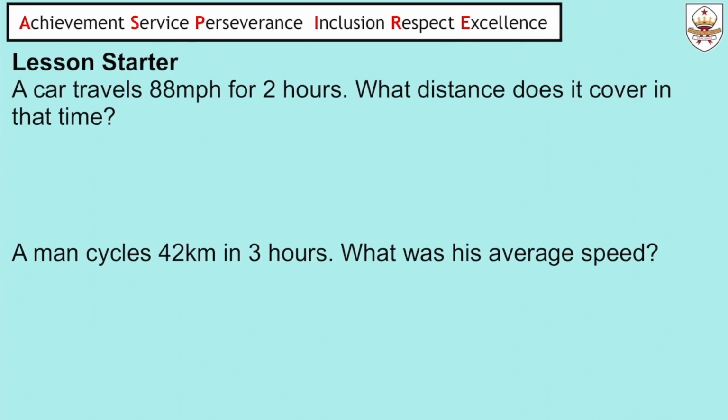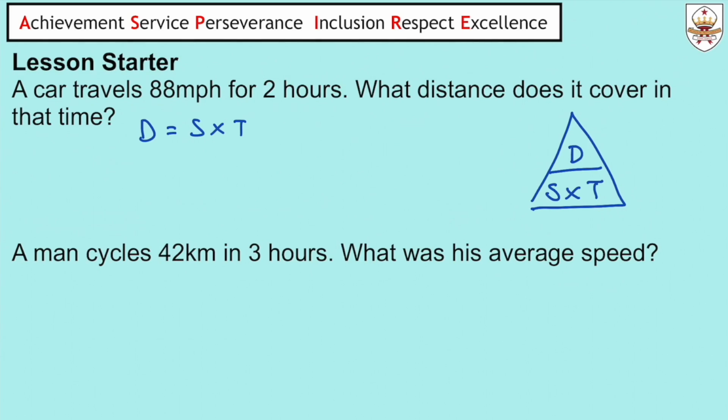So the way that we look at these questions, first of all, is that we draw a speed, distance, time triangle. Remember, the top of the triangle has D and the bottom has S times T. We look at the question: a car travels at 88 miles per hour for 2 hours. What distance does it cover in that time? As we're looking for distance, we cover the D, which shows us that the equation we want is S times T. So let's write down D equals S times T, or distance is equal to speed times time.